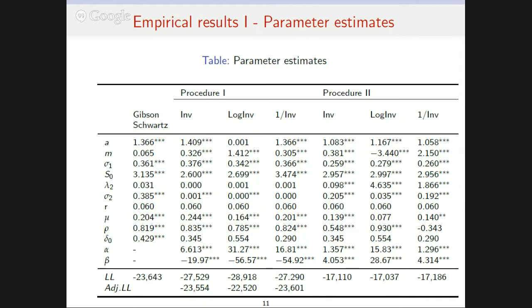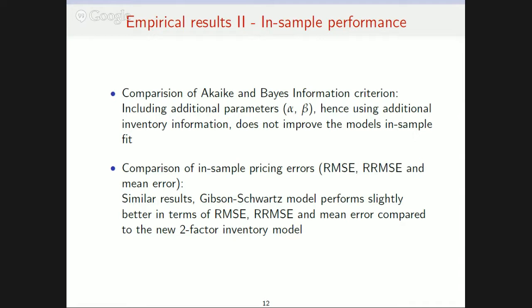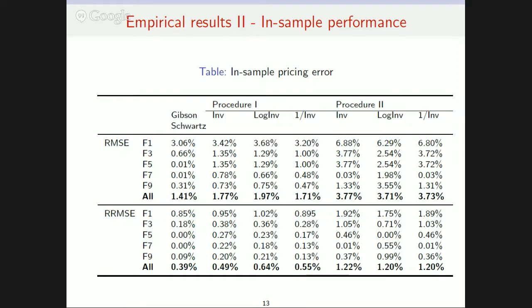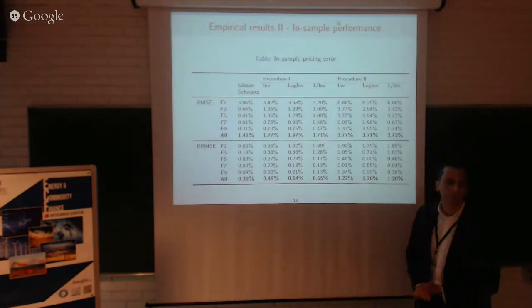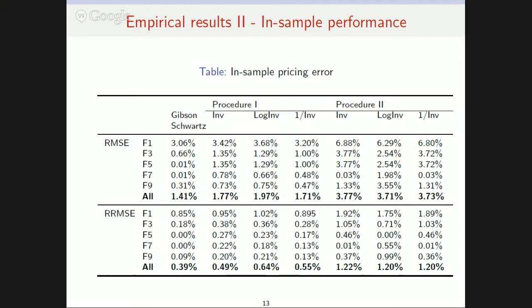Continuing with the in-sample performance, we use the log likelihood scores and also calculate the typical Akaike and Bayes information criteria. They are of course a bit weaker. And when you look at the typical measures that you use when you compare asset model performance, like the root mean squared error and the relative root mean squared error, we see on this table that we are also a bit weaker with our model, which is of course not so surprising, as I told you, because we are not so flexible.